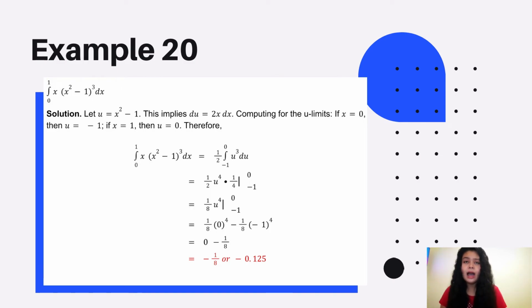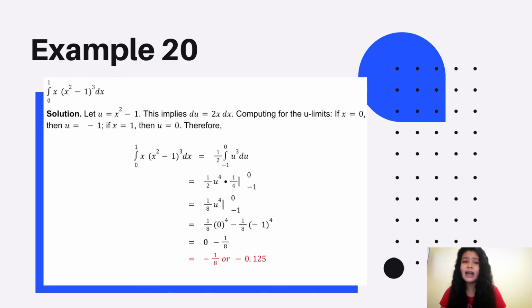So, applying the substitution technique, we'll let u is equal to x squared minus 1. So, du is equal to 2x dx. And for the limits of integration in the given definite integral, these are changed in accordance with the substitution u is equal to x squared minus 1. So, if x is equal to 0, then u would be equal to negative 1. And if x is equal to 1, then u would be equal to 0.